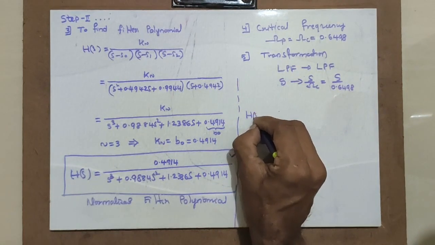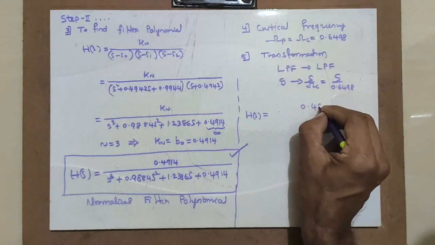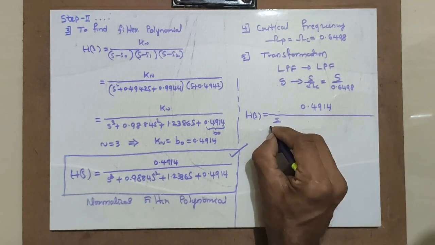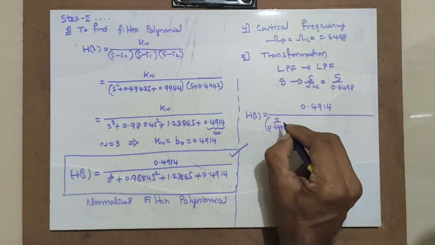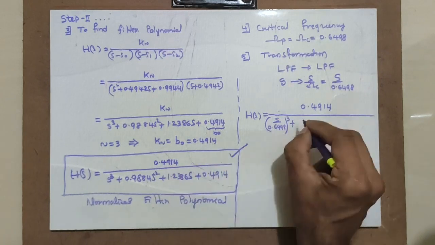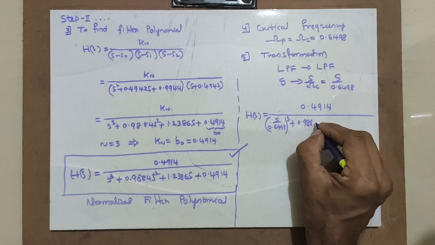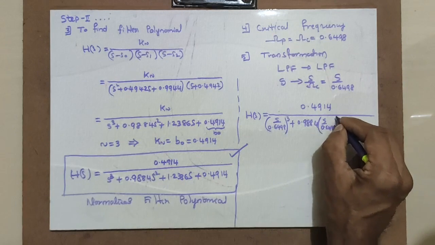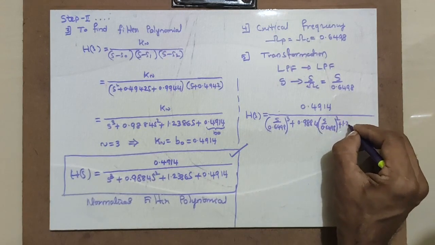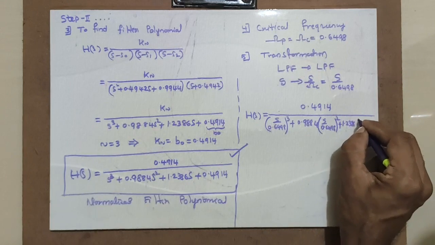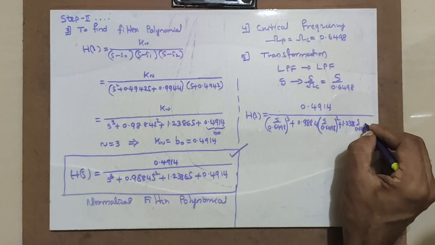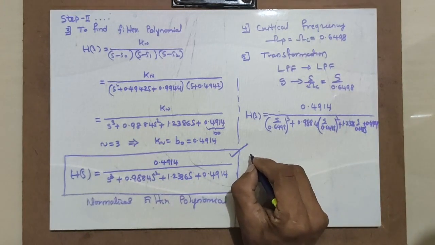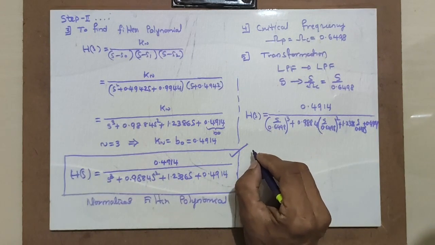Hence I shall use that. H of s is equal to 0.4914 whole divided by (s divided by 0.6498) cube plus 0.9884 times (s by 0.6498) square plus 1.2386 times s by 0.6498 plus 0.4914. You can solve for this so as to get H of s.